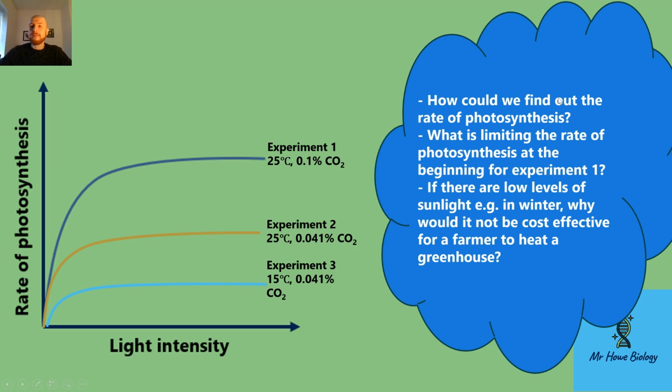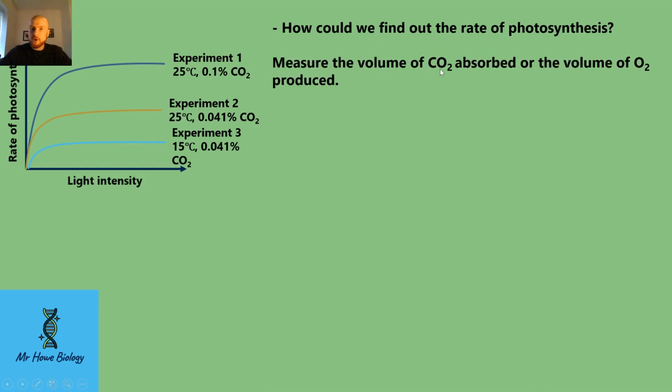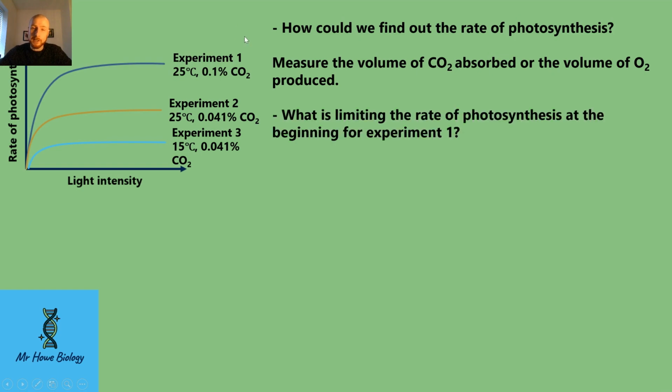So, how could we find out the rate of photosynthesis? What is limiting the rate of photosynthesis for the beginning of experiment 1? And if there are low levels of sunlight, e.g. in winter, why would it not be cost effective for a farmer to heat a greenhouse? So how could we find out the rate of photosynthesis? Well, we could measure the volume of carbon dioxide absorbed or the volume of oxygen produced. And this is some gold for your exam technique, guys, because this is a classic way that you could get asked about photosynthesis in the exam.